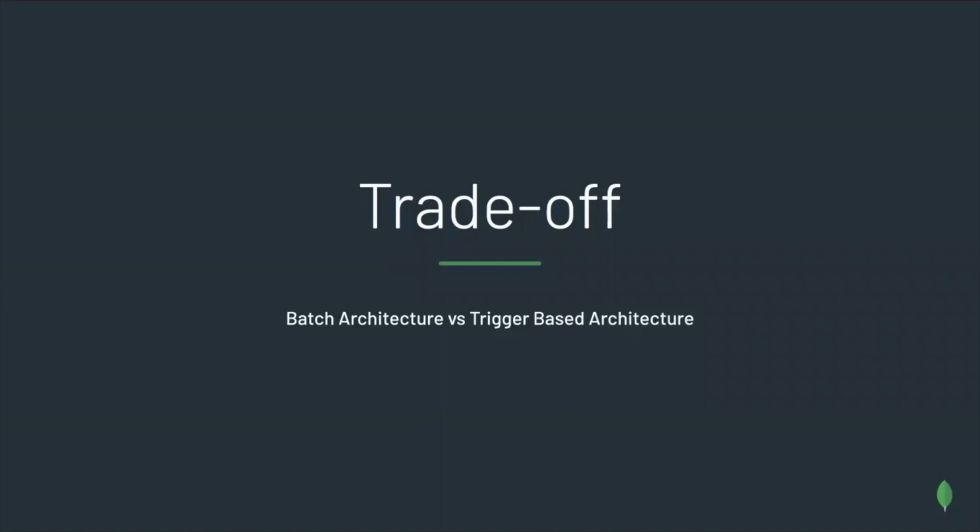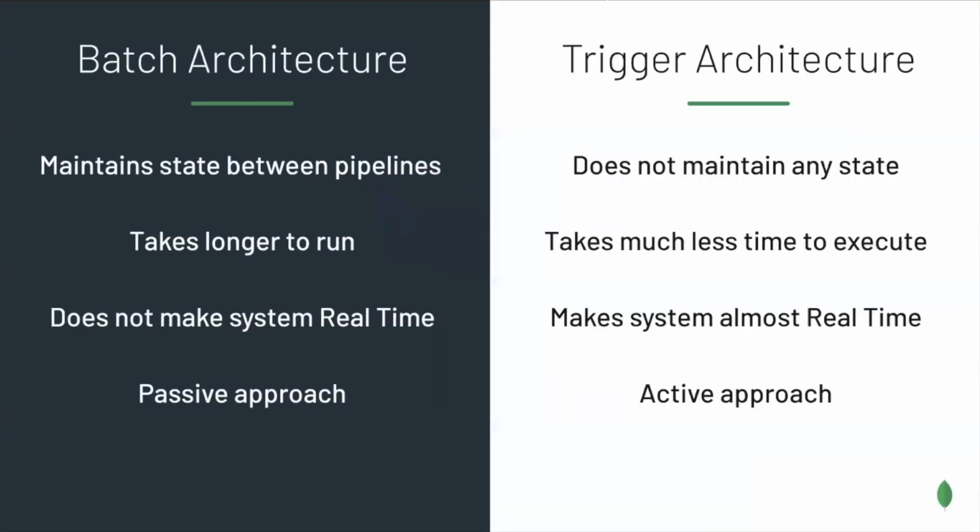So what is the trade-off between batch architecture and trigger-based architecture? Batch architecture we use when we have provisioned servers and we have to maintain the server uptime. Trigger-based architecture we can use in a serverless architecture. Batch architecture we can use when we have to maintain the state between each pipeline. Trigger-based architecture does not maintain any state, and we can use it in circumstances where we do not need to maintain any state, to be able to run things in parallel. Batch architecture takes longer to run. The trigger architecture takes much less time to execute. Batch architecture does not make the system real time. The trigger architecture does. So batch architecture is a passive approach, whereas trigger architecture is actually an active approach.